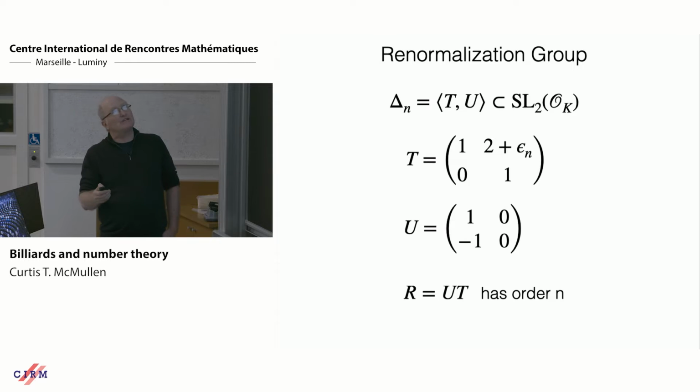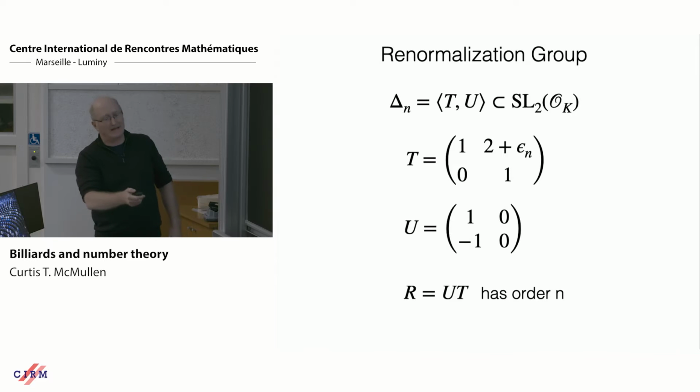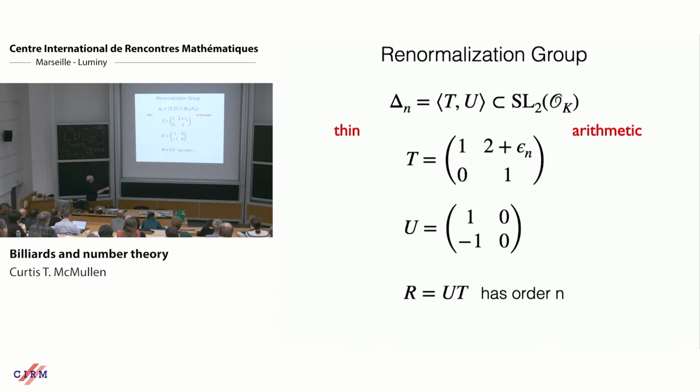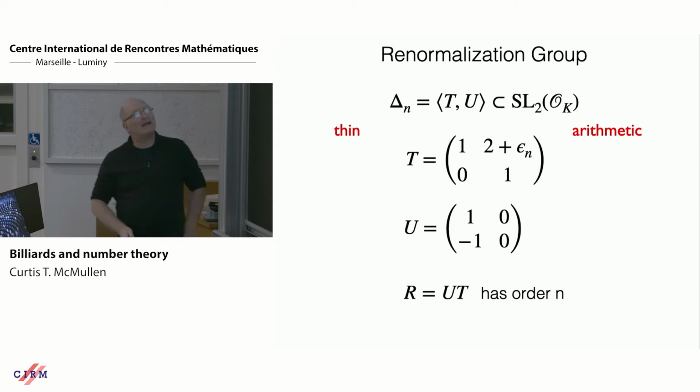And by the way, somewhere in this group there should be a renormalization that corresponds to just rotating the n-gon, and that's this product, u times t. So this group is arithmetic, once again, but that's not the group we need. The group we need is this one, which is always of infinite index in this one, once we get beyond the case where k is the rational numbers. So for almost all n, this is what's called a thin subgroup of SL2OK.